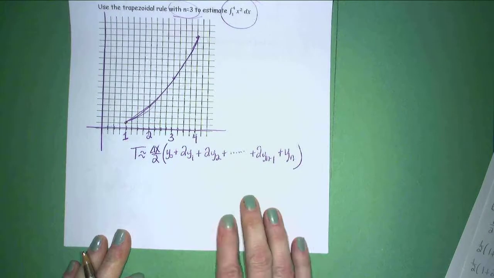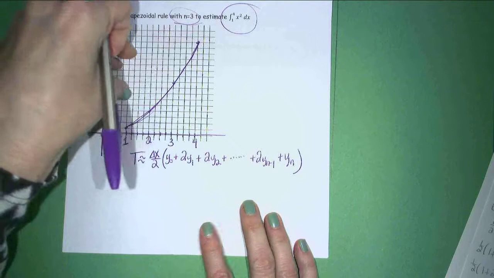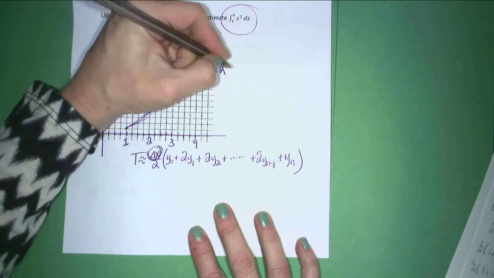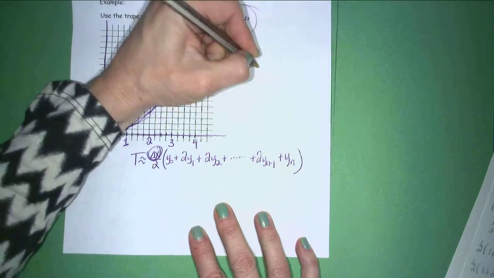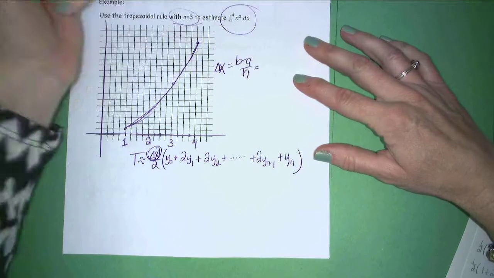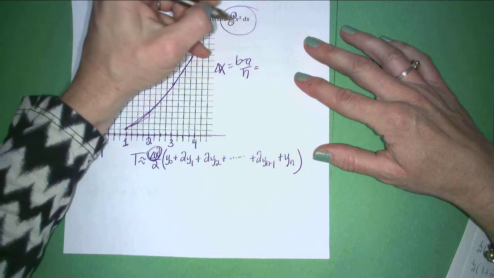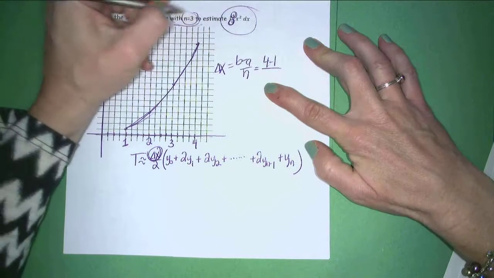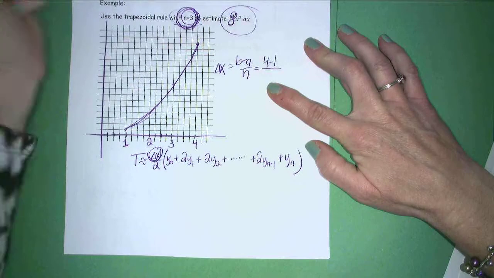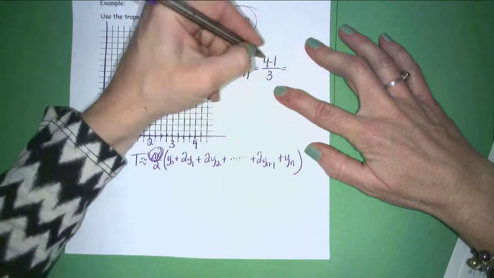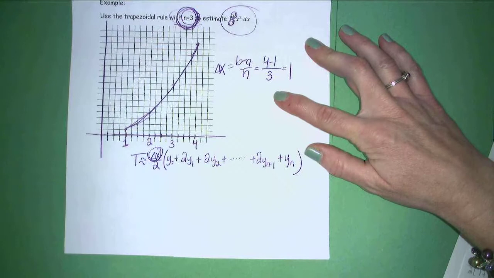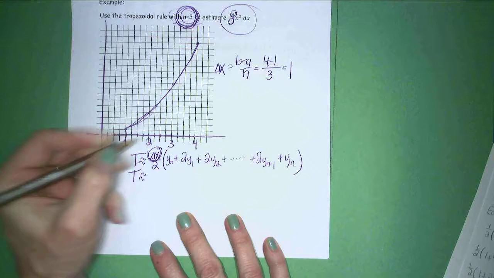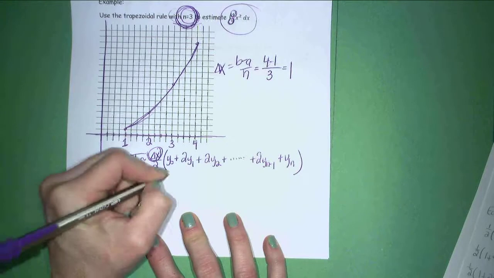Now I just have to use it specifically for this problem. So let's start by finding delta x. Delta x is b minus a over n. In the case of this problem, my b is 4, my a is 1. So 4 minus 1 divided by n, the number of trapezoids I'm making, which in this case is 3, and 3 divided by 3 is 1. Okay, so that's my delta x. So I'm going to plug that in. So T is approximately 1 divided by 2 times.